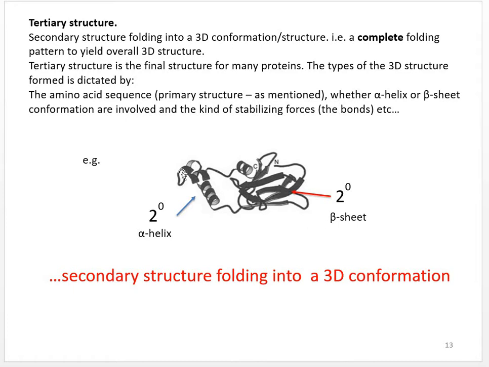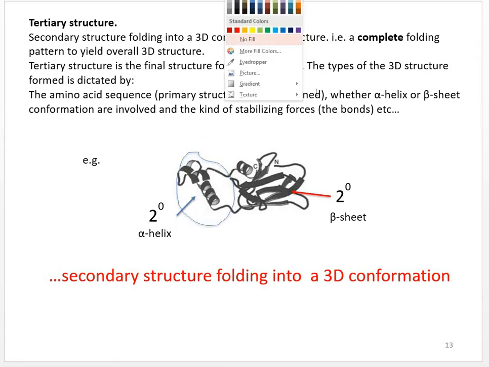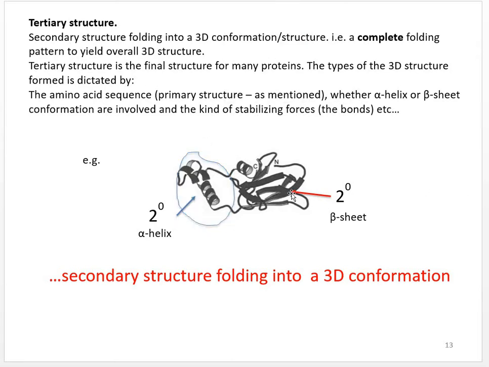So this is just me trying to depict, imagine that would be the alpha helix over here. Can you see the alpha helix structure there? And then we have the beta sheet, can you see it? All right, so they come together to complete the folding pattern. You want to be simple about it: it is a secondary structure folding into three-dimensional conformations.